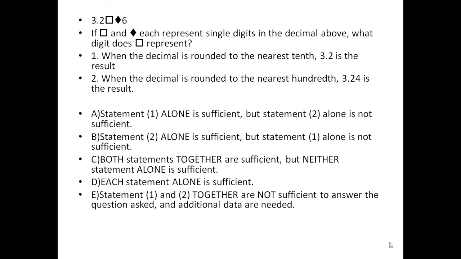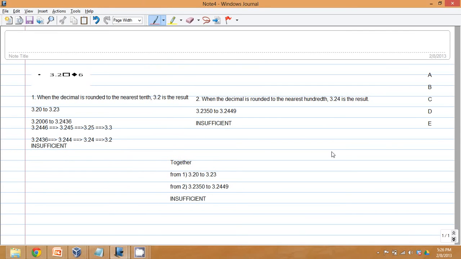Now there are two bits of information that are given. Statement 1 says that when the decimal is rounded to the nearest tenth, 3.2 is the result, and statement 2 states that when the decimal is rounded to the nearest hundredth, 3.24 is the result. So now let's see how we're going to deal with such problems. Let's see the solution to this particular problem. This was the initial decimal that is given to us. It's 3.2 something 6, so we're not very sure of what is there in the 100th and the 1000th place, and our question asks us to find the value in the 100th place.